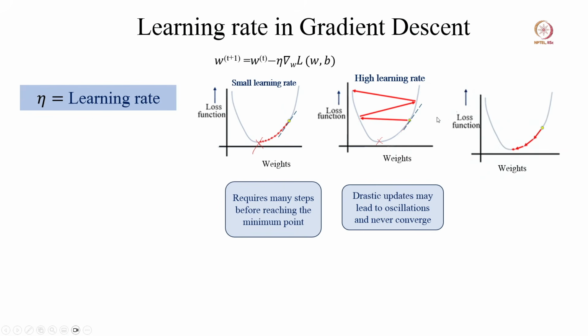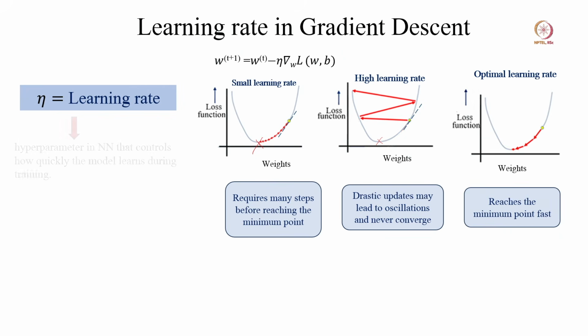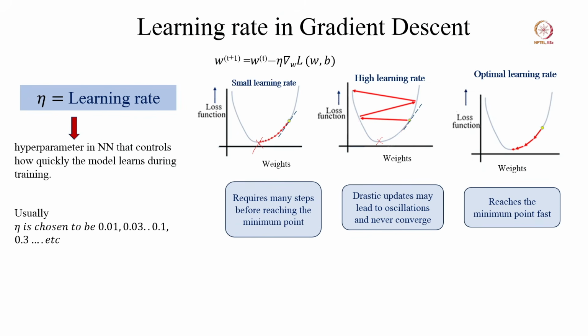And then there is the optimal learning rate, where eta takes some value that is not too small or too large, and we reach the point of convergence or minima very fast. So basically this eta, the learning rate, is a hyperparameter in a neural network that controls how quickly the model learns during training. Usually eta values are chosen to be 0.01, 0.03, 0.1, 0.3, etc. Those are the usual default values that are chosen.